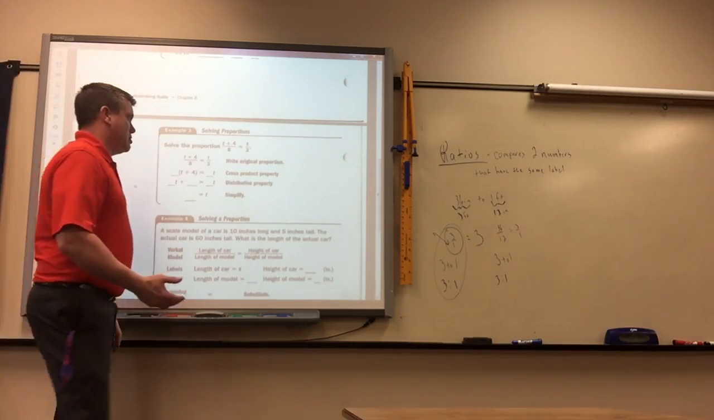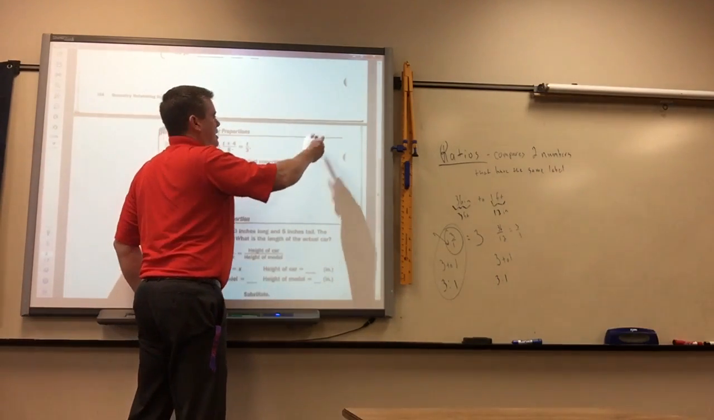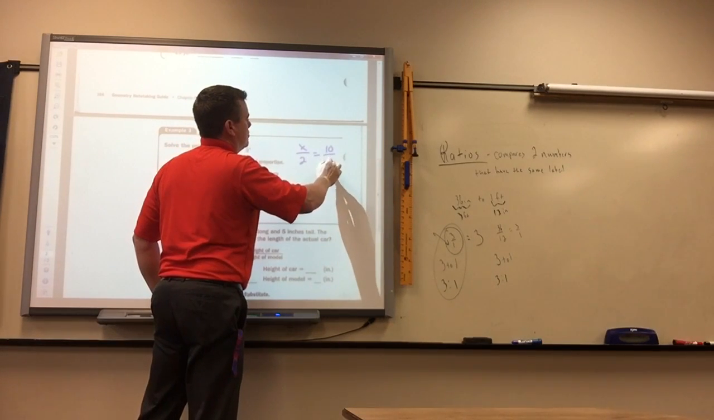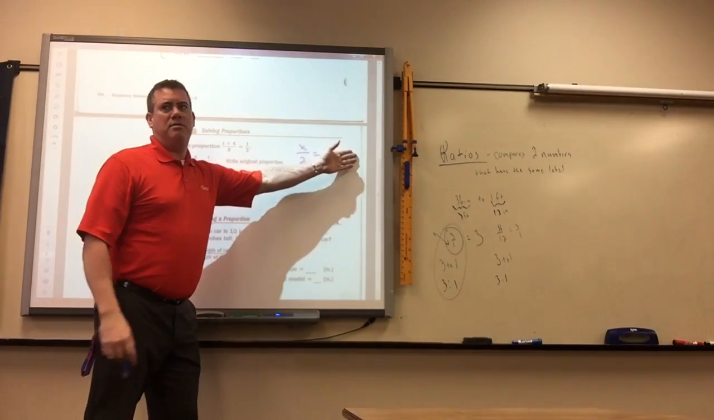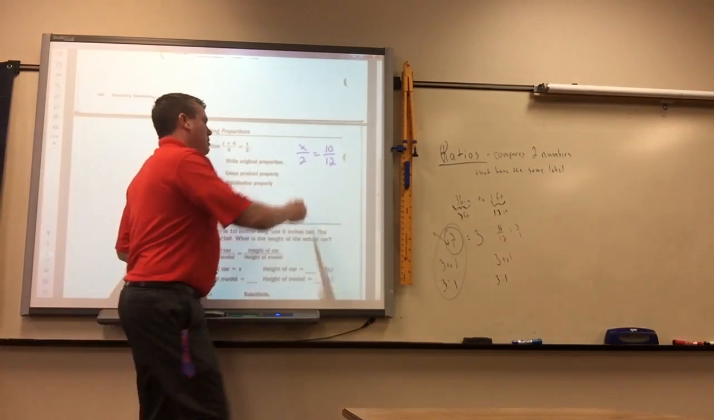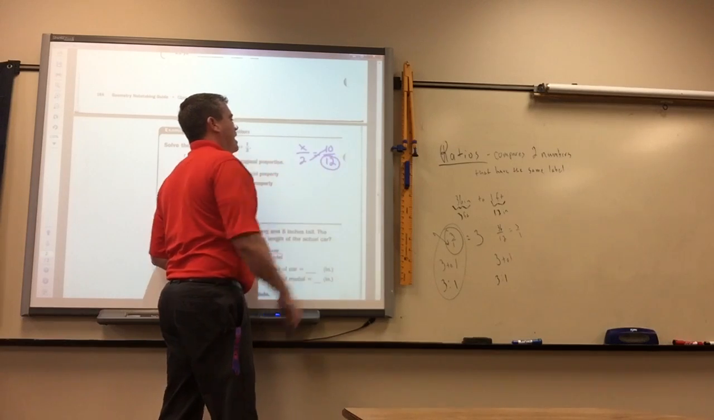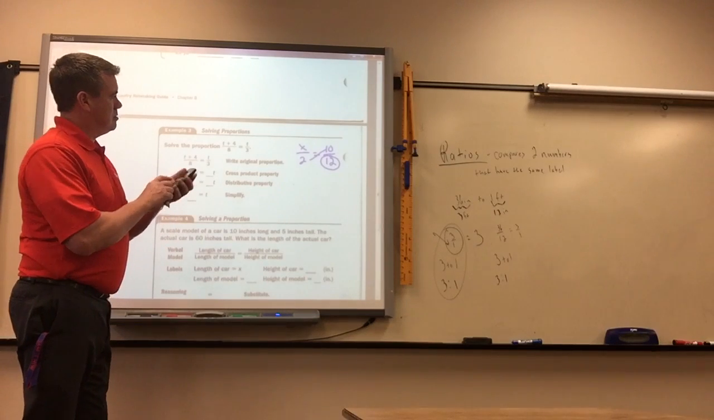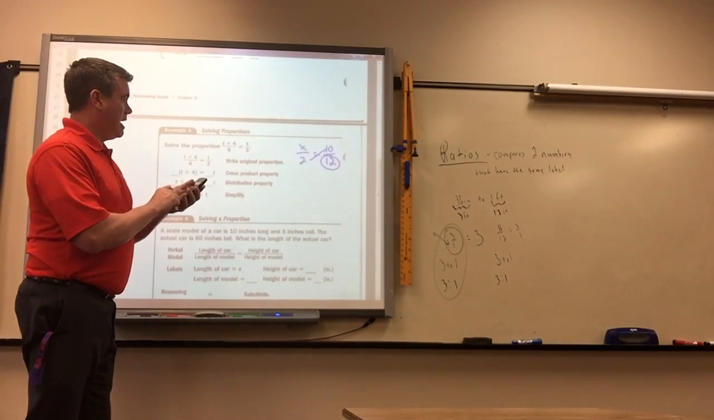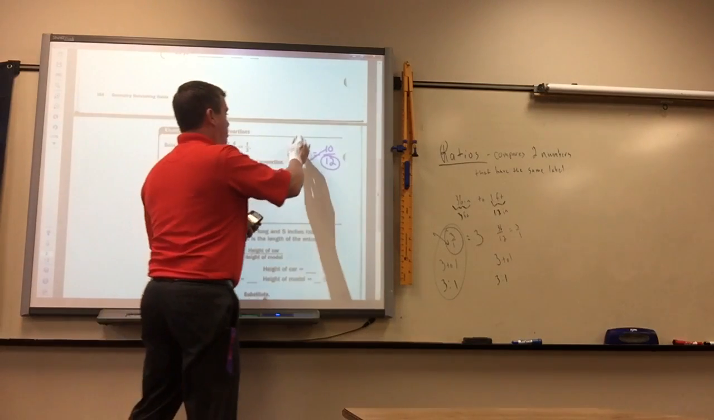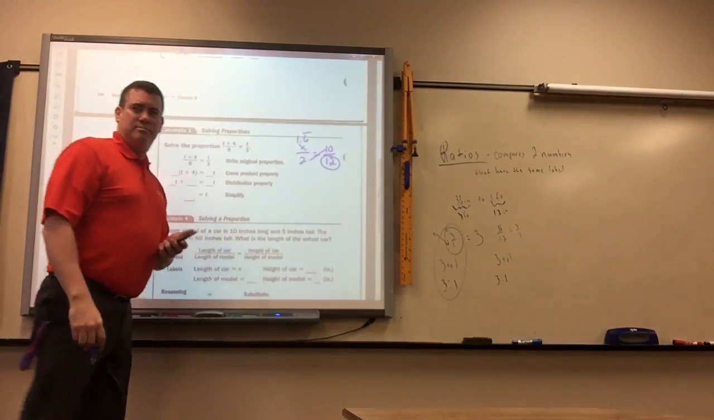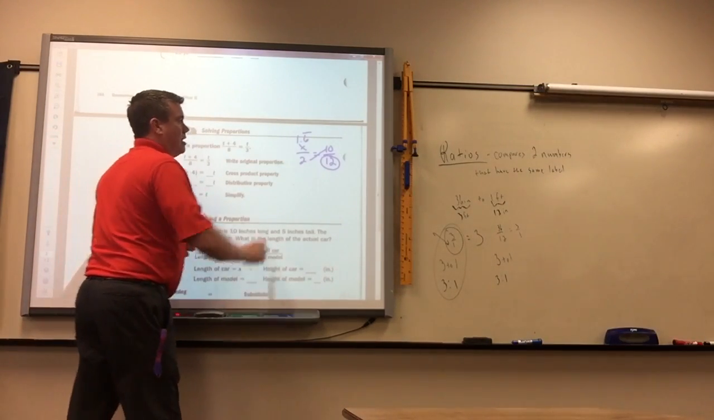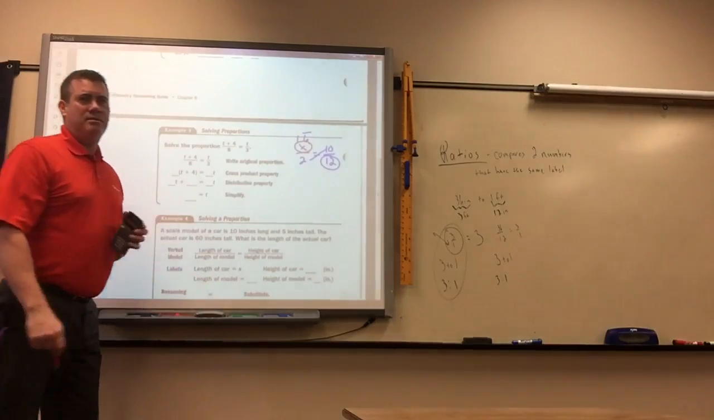So, solving proportions. You've done this since 5th or 6th grade. If there's one number missing, you guys remember how to solve a proportion? Cross multiply and divide. 2 times 10 is 20. Divided by 12 is 1.6 repeating. But you can't. Can you? Okay. Now, in this case, this just has an X missing.